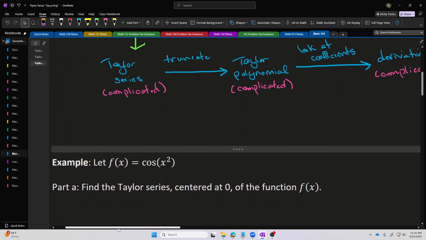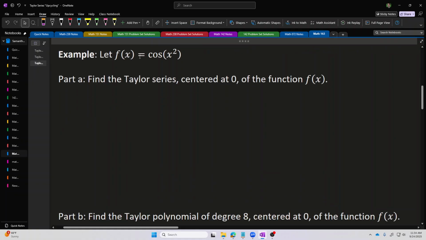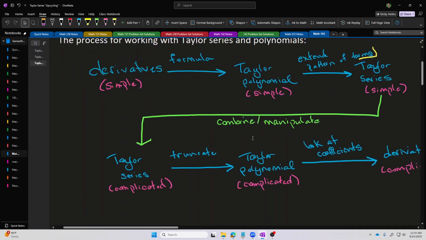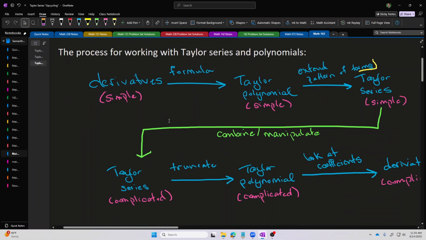So to give you an example of this process, let's begin by working with the function f of x equals cosine of x squared. Once again, this is a situation where I would not want to use the original pipeline to find the Taylor series for this function, because maybe the first derivative of cosine of x squared is easy enough to calculate, but once you get to the second derivative, which is going to require a product rule, and once you get to the third derivative and maybe the fourth derivative, things are going to get much more time consuming and labor intensive to calculate.